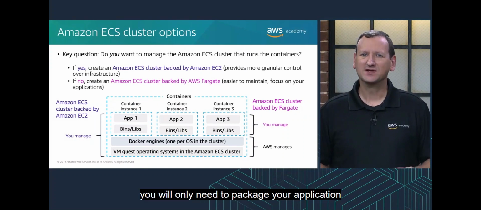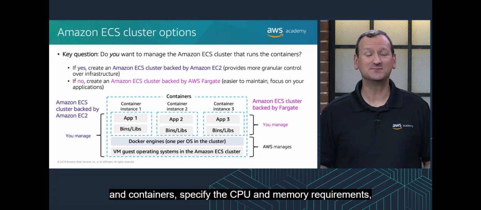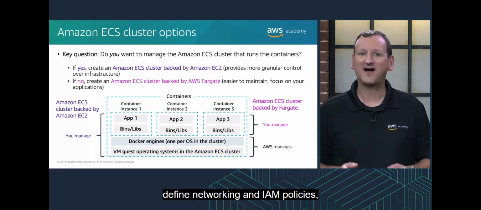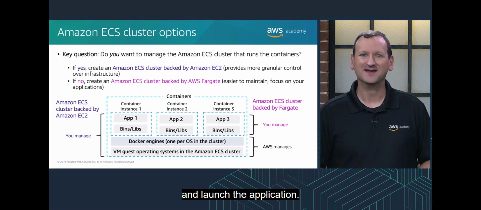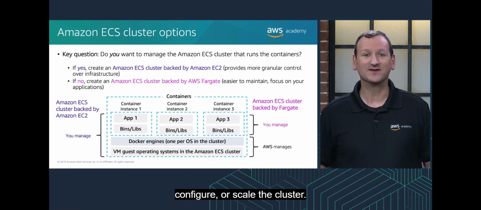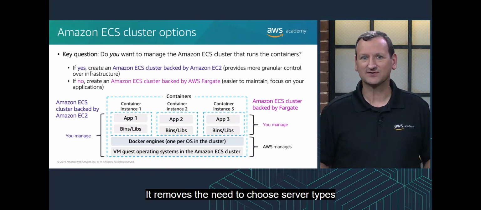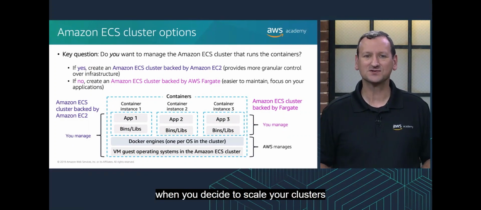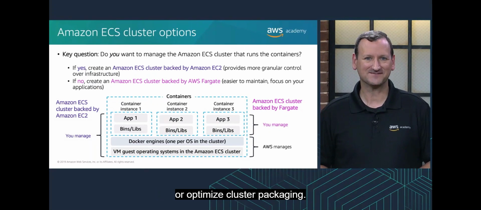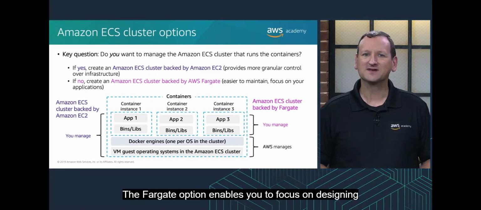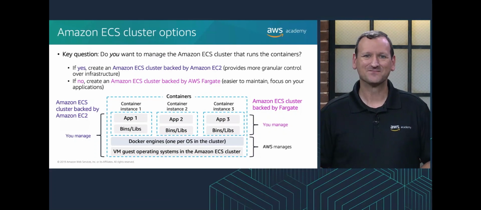With this option, you only need to package your application in containers, specify the CPU and memory requirements, define networking and IAM policies, and launch the application. You do not need to provision, configure, or scale the cluster. It removes the need to choose server types when you decide to scale your clusters or optimize cluster packaging. The Fargate option enables you to focus on designing and building your applications.